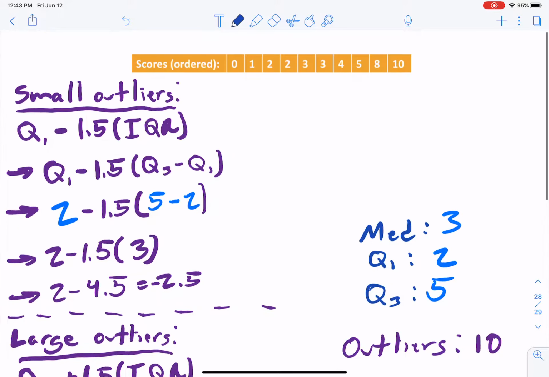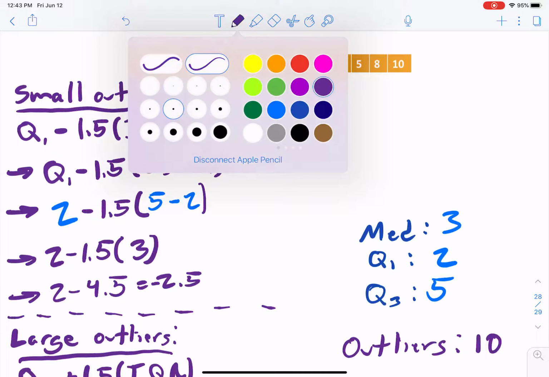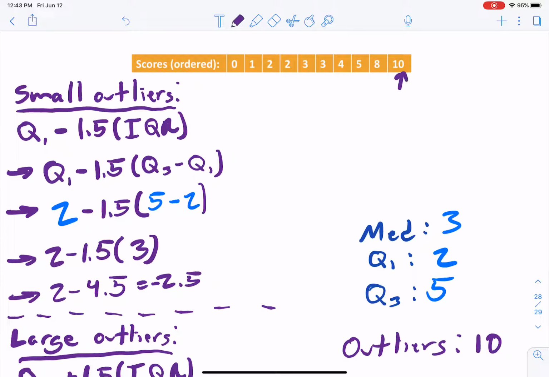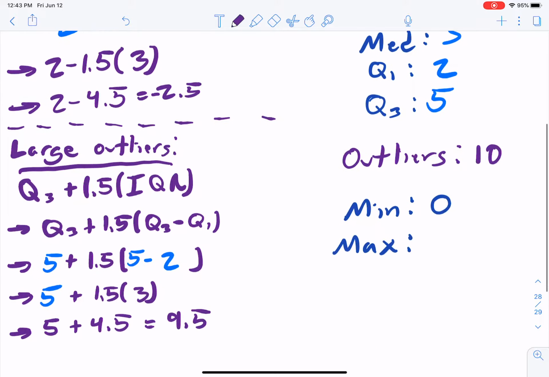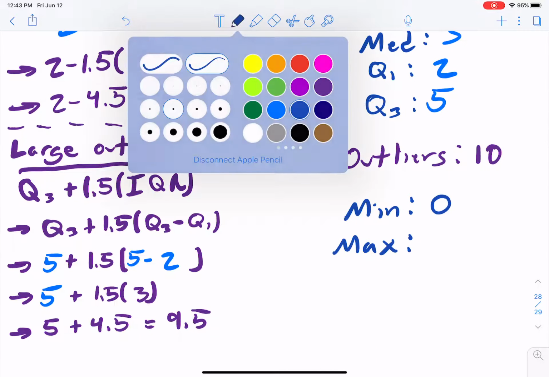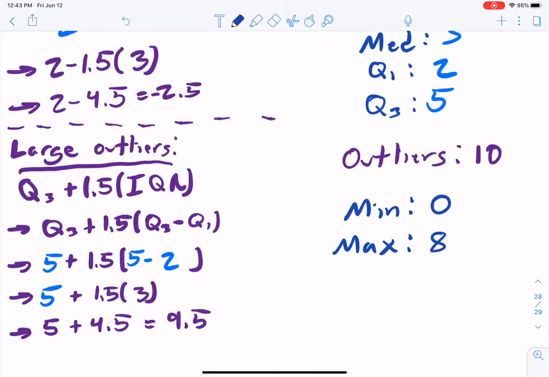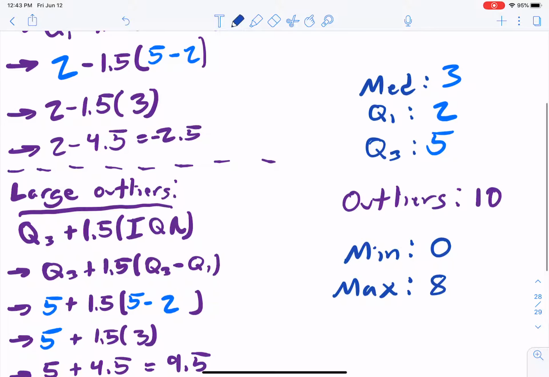And then our maximum value, excluding the outliers. We found that 10 was an outlier, so we ignore that, and we go with the next biggest number, which is 8. So we'll write that down, and look at that. We've got everything we need now. That's our 5-number summary, 1, 2, 3, 4, 5. And then we've got everything we need to make our box plot. All right, so let's do it.